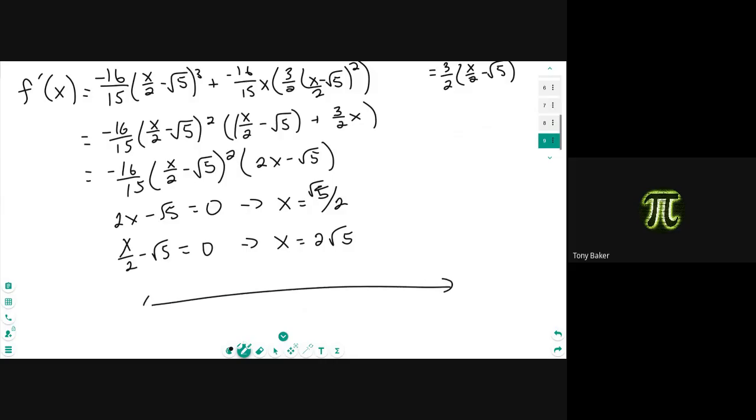The line is going to go through that one, that critical number. So we have square root of 5 over 2 and 2 square root of 5. So let's plug in x equals 0, x equals 2, and x equals 5.